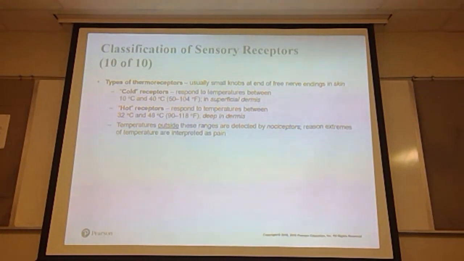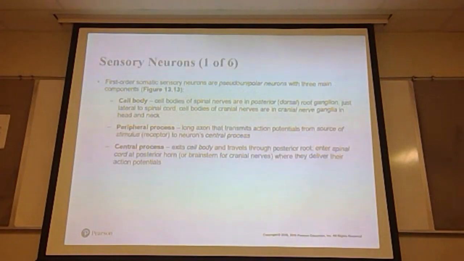Temperatures outside these ranges are detected by nociceptors. That's the reason extremes of temperature, either hot or cold, are interpreted as pain. These temperatures are the ones where we're just reacting to the temperature of the ambient room or environmental temperature. If it gets above 40 or below 10, it starts to be uncomfortable. Those temperatures are detected by nociceptors.